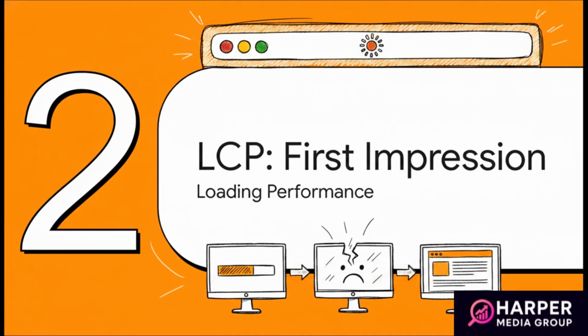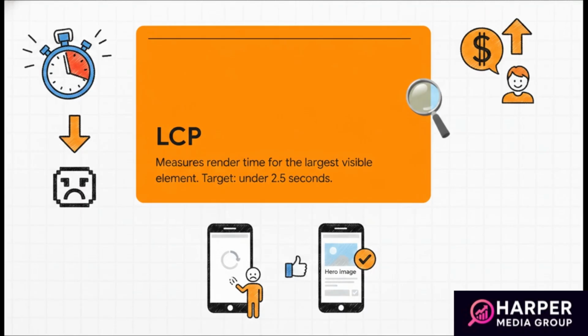Moving right along to Section 2. LCP, or the first impression. This is usually the easiest failure point to spot, but man, it causes the most immediate damage. The crucial point to understand here is that failing this 2.5-second threshold doesn't just ding your Google rankings, it outright kills your first impression. Research consistently shows that missing this mark can drop your conversion rates by up to 25%.